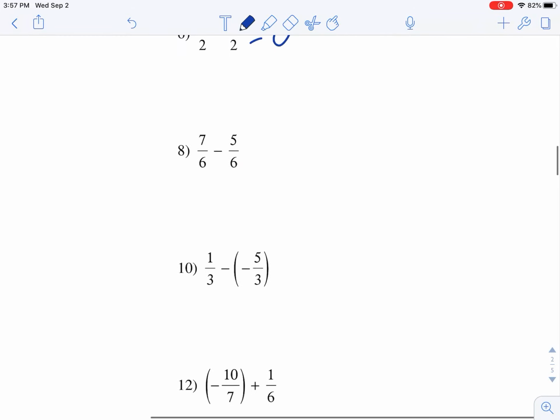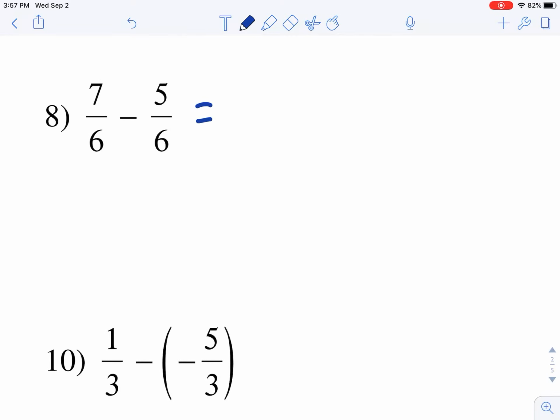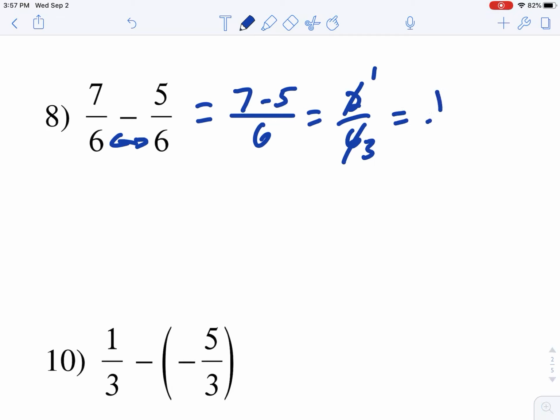Yeah, no problem. So number 8, again, if you really wanted to know how to show your work, here's what you'd do. You put a fraction bar. You'd say, okay, I'm going to do 7 minus 5 on top and put the 6 on the bottom. The common denominator stays put. And then 7 minus 5 is 2, so 2 over 6. Then can you reduce a 2 and a 6? Yeah, you can divide them both by 2. 2 divided by 2 is 1. 6 divided by 2 is 3. So that's 1/3.